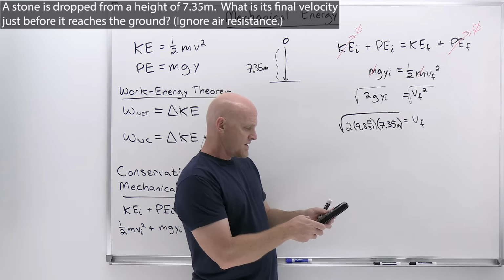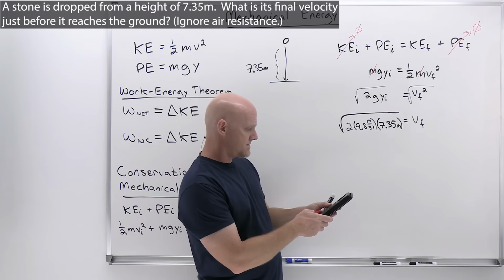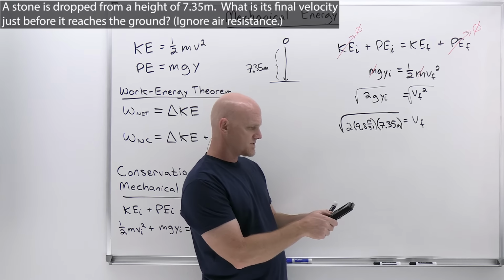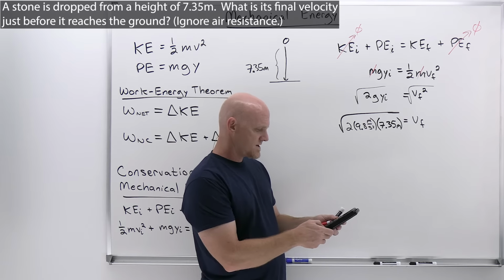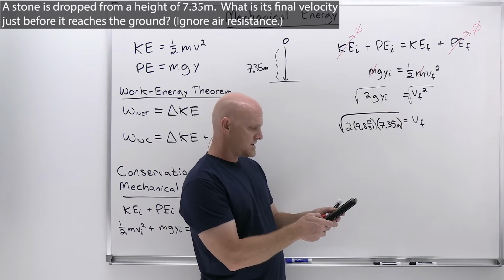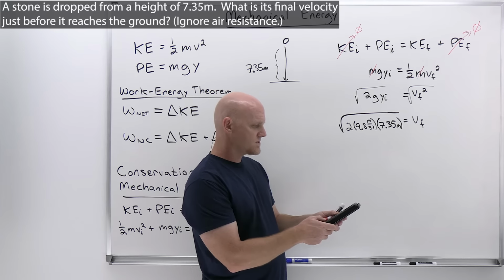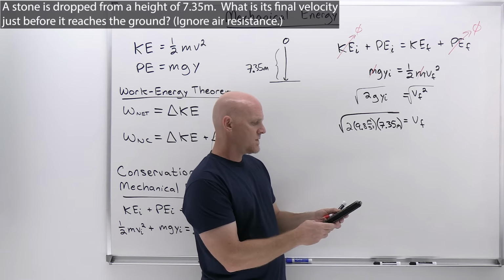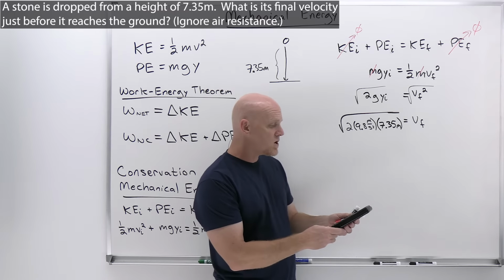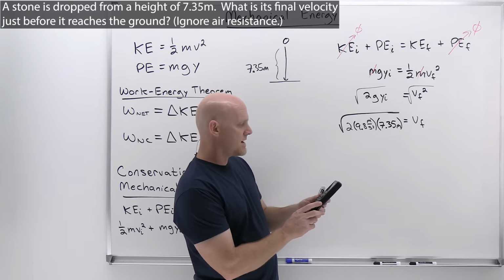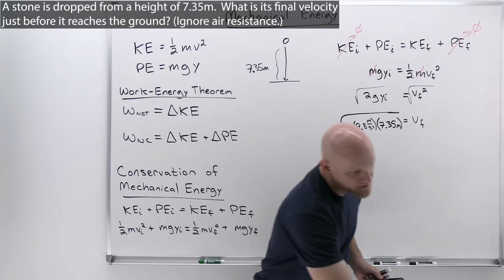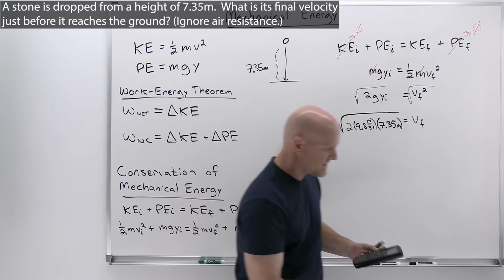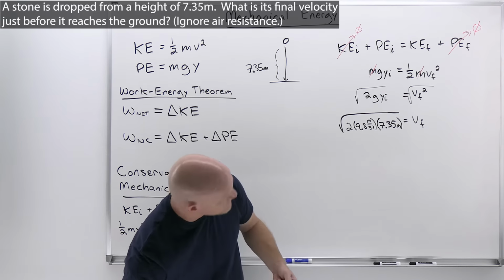All right, so here we've got the square root of 2 times, let's put this all in parentheses, square root of parentheses 2 times 9.8 times 7.35. I'll close those parentheses, and we're going to get 12.0025 meters per second, which I'm going to round to 3 sig figs. That's going to be 12.0 meters per second.